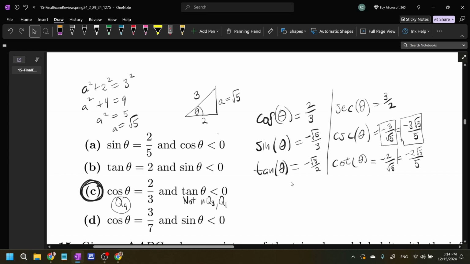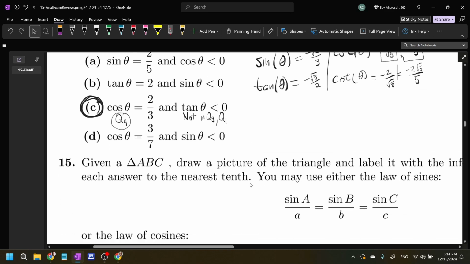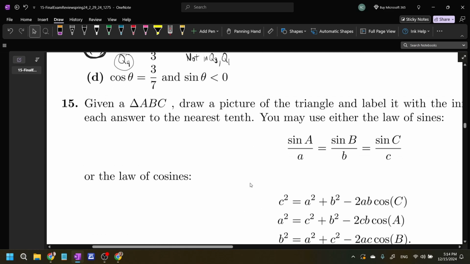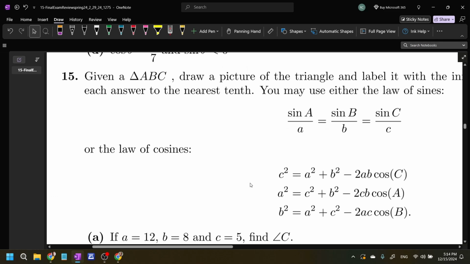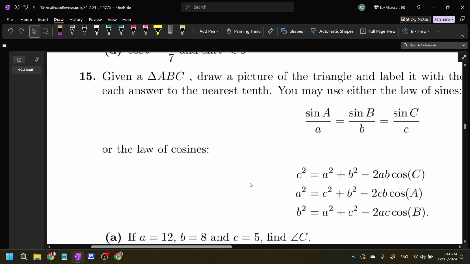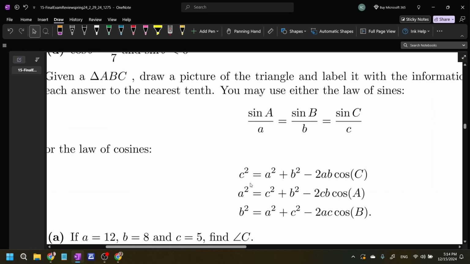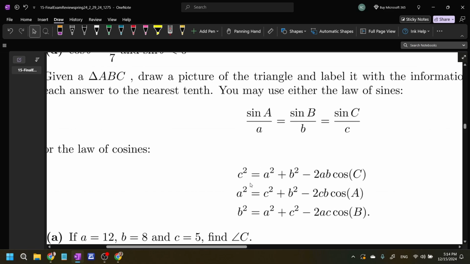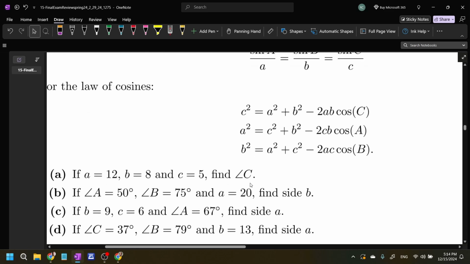Okay, I've been at this a while. Let's keep going. Given ABC, draw a picture of the triangle and label it with the information provided. Round each answer to the nearest tenth. You may either use law of sines or law of cosines. Oh, that's nice. They give you them.